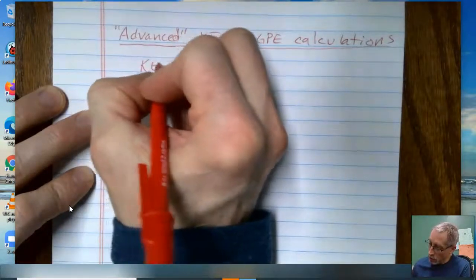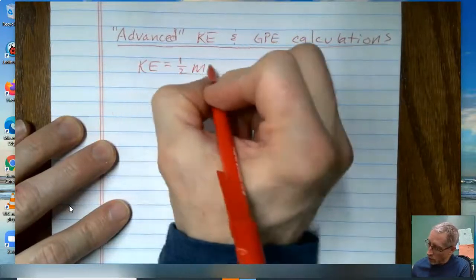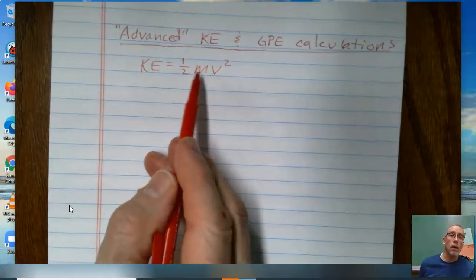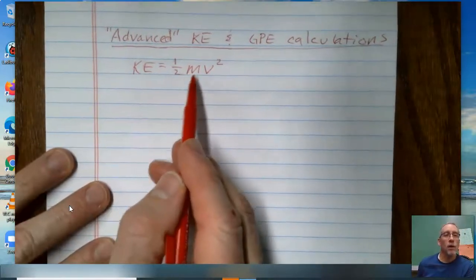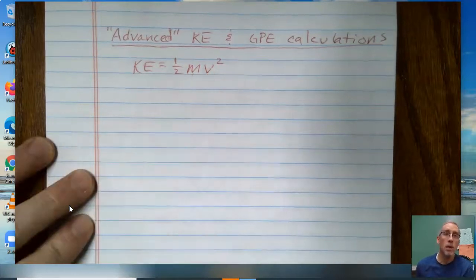So kinetic energy, we call that energy of motion sometimes, is calculated 1/2 mv squared. And this stands for 1/2 times the mass of the object in kilograms times the speed of the object in meters per second.